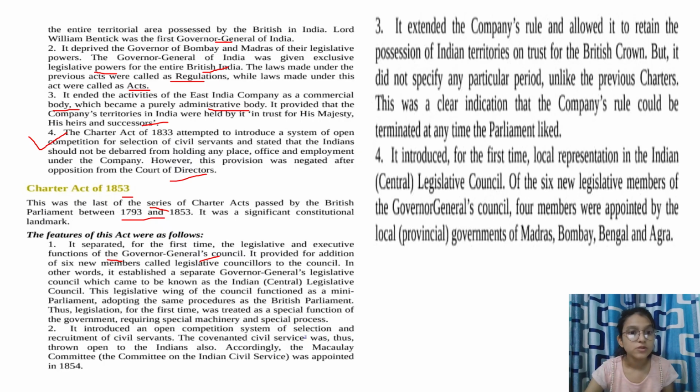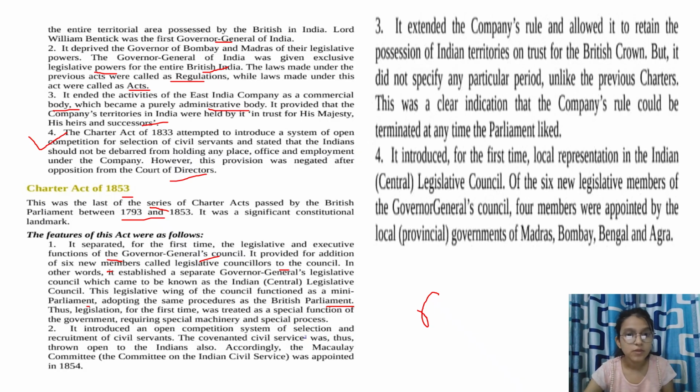It provided for addition of 6 new members, called legislative councillors, to the council. In other words, it established a separate Governor General Legislative Council, which came to be known as the Indian Legislative Council, which has another pet name. This legislative wing of the council functioned as a mini parliament, adopting the same procedures as the British Parliament. So they are a kind of mini parliament which will be ruling over India, and there are persons who will be doing all the necessary functions.